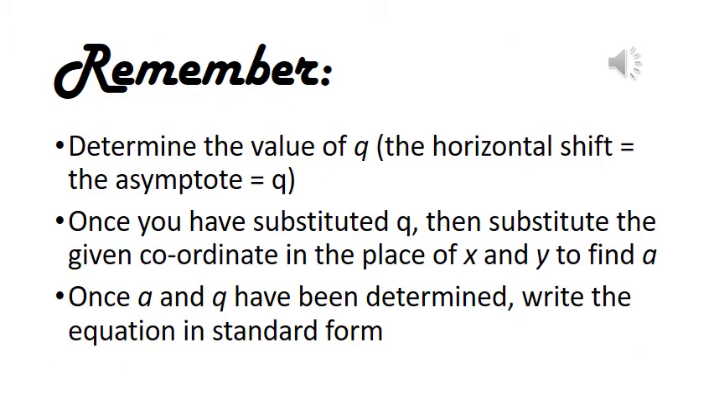Just a reminder how to find the equation. The first thing is that you would substitute your asymptote into the place of q. So your asymptote would be your vertical shift. You would replace q with whatever your asymptote is. Once you have done that, there will be one other coordinate, and you will substitute the x value and the y value into your formula, which will leave you with only a being unknown. You are then going to solve for a, and once you have solved for a, you're going to write your formula in standard form, replacing the a with whatever you found a to be, and replacing the q with your vertical shift or your asymptote.